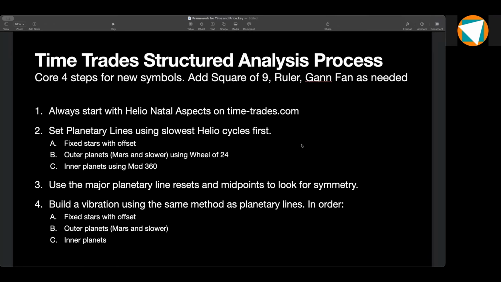These are the core 4 steps that I would suggest you start with for any new symbol you want to analyze. Things like the Square of 9, the ruler, and the Gann can be added after these core 4 steps. So step 1, always start with the heliocentric natal aspects on timetrades.com.